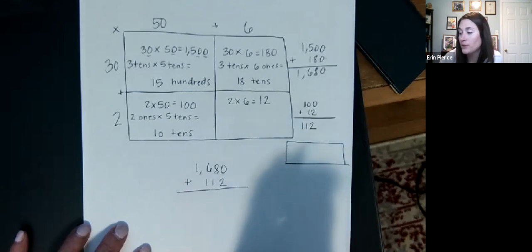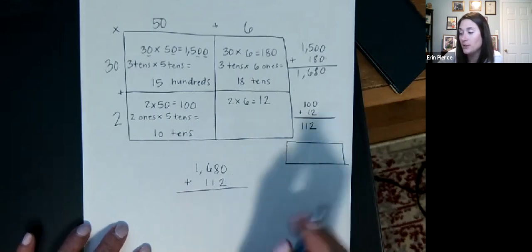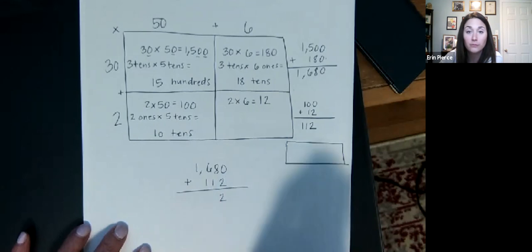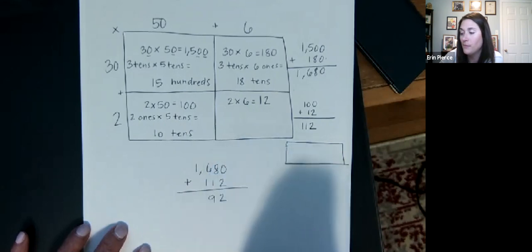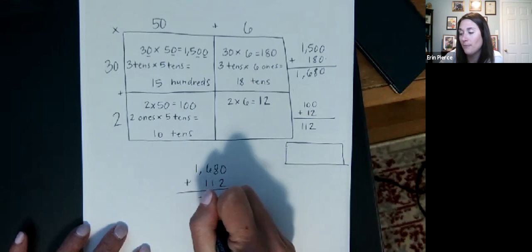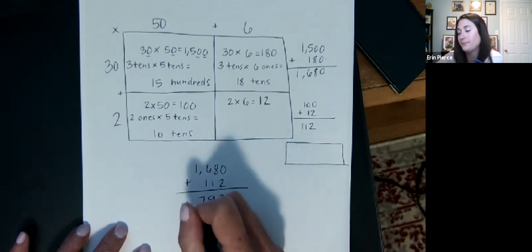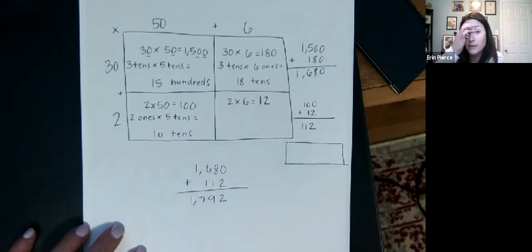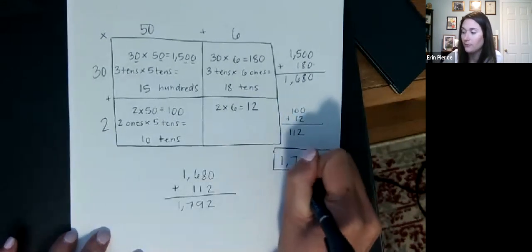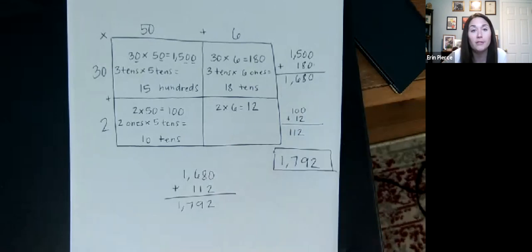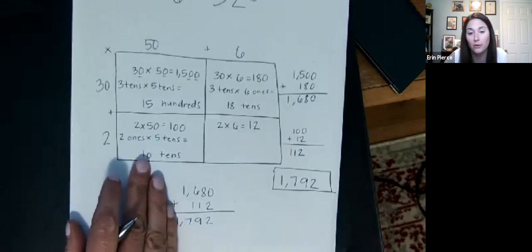Okay. 2 plus 0 is 2. 8 plus 1 is 9. 6 plus 1 is 7. And 1 plus 0 is 1. My ending answer is 1,792. How did we feel about solving our second matrix model question?